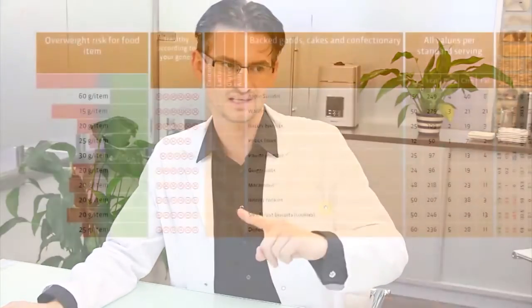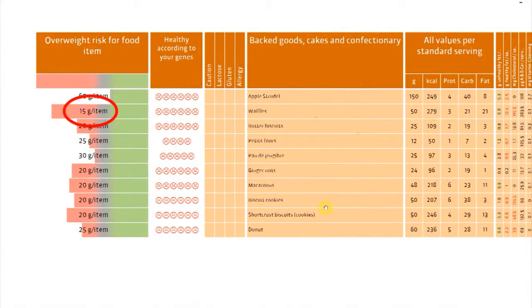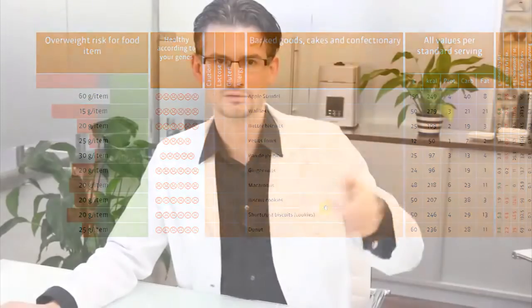Let's say this person wants to eat a waffle for breakfast and invests one food item. The person decides waffles, and the genes say one food item is 15 grams. Again, you might have ounces in your program if you use a different system. So for waffles, it's 15 grams. Not very much, due to this person being sensitive to carbohydrates and waffles being rich in carbohydrates.